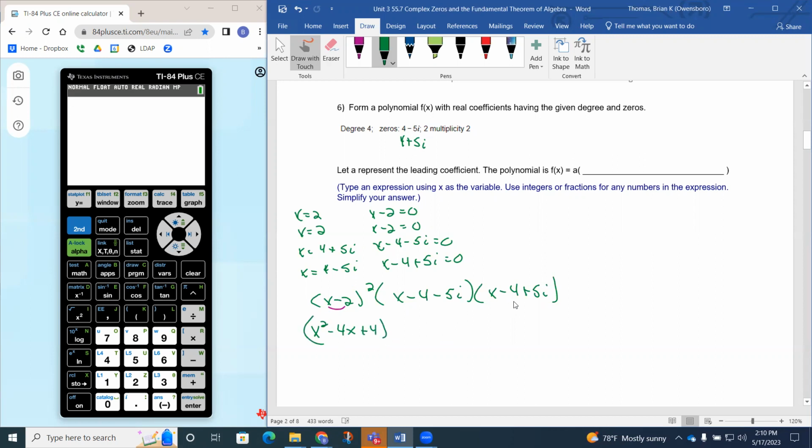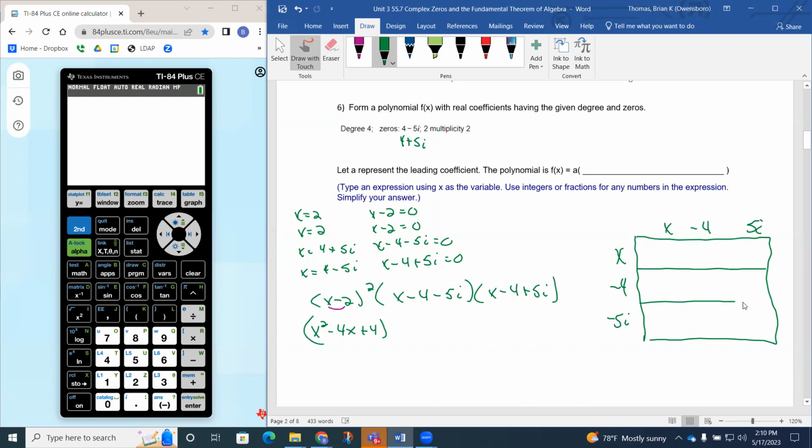Now to do a trinomial times a trinomial, I'm going to use the box as an organizer. So I'm going to make a fairly big box. I have x, negative 4, negative 5i, and I have x, negative 4, and 5i. So it's going to be a 3 by 3, which means I have 9 multiplications to do altogether.